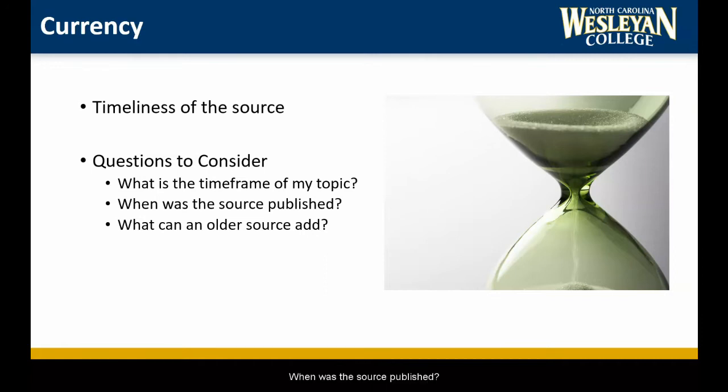When was the source published? Older sources that were once relevant may be debunked. Extremely recent sources may not yet be verified. Without a date, it's difficult to judge if a source is reliable. What can an older source add? While it's important to find recent sources, older sources can provide context or show how discussions of a topic have changed over time. Additionally, sources may remain relevant for different time spans in different fields of study. An article from the 80s may be acceptable in a humanities class, but not in a science class.